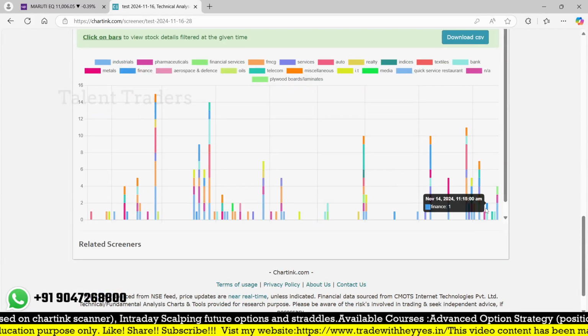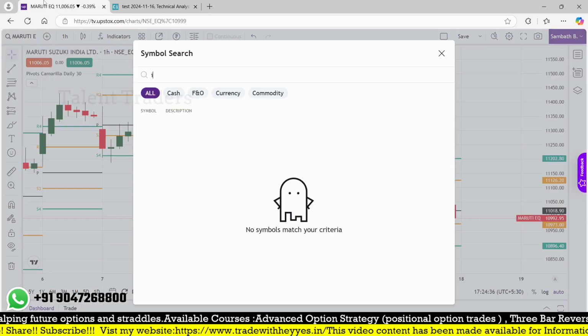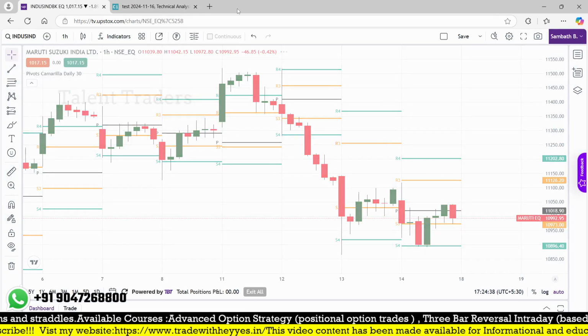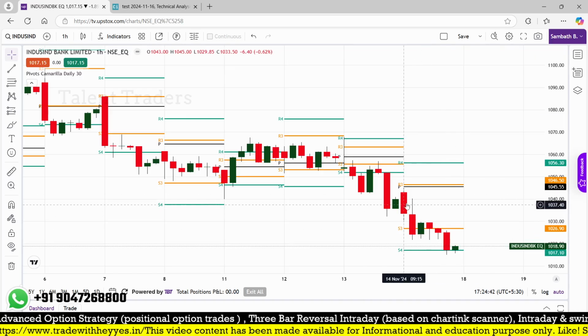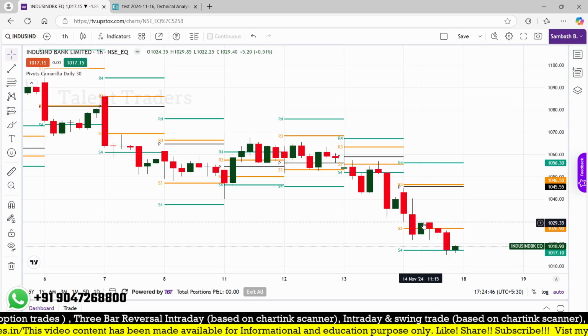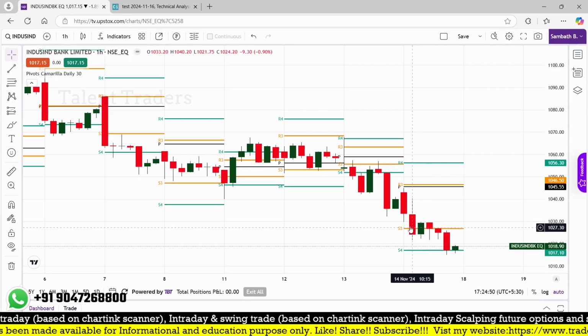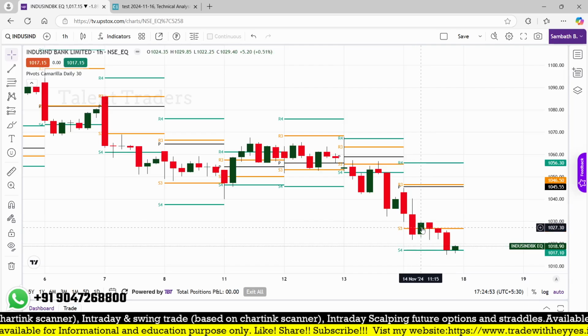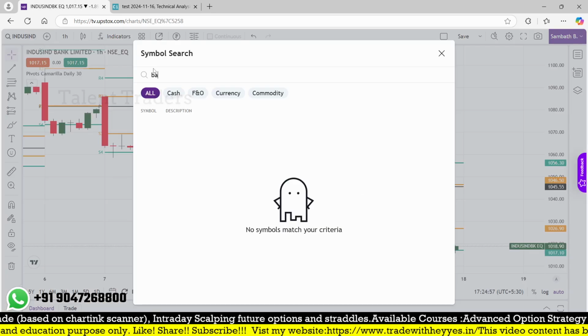Yeah. So here we've seen that 14th 11:15 IndusInd Bank is the one. So maybe after a reversal or something. So this is the point where we are exactly looking. It has taken the support, but it doesn't break the higher level. So maybe around 1029.85. Next candle it doesn't break, but initially it took a support, but again it breaks down. So let me check Bajaj Finserv.